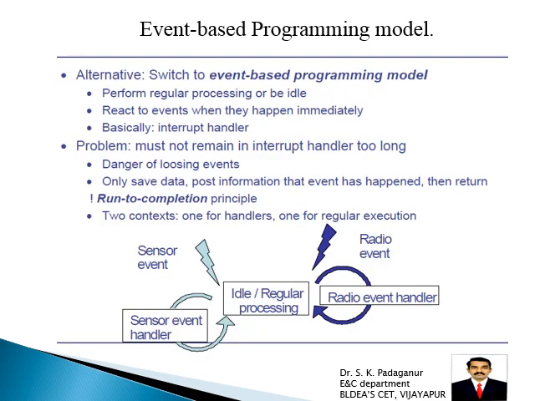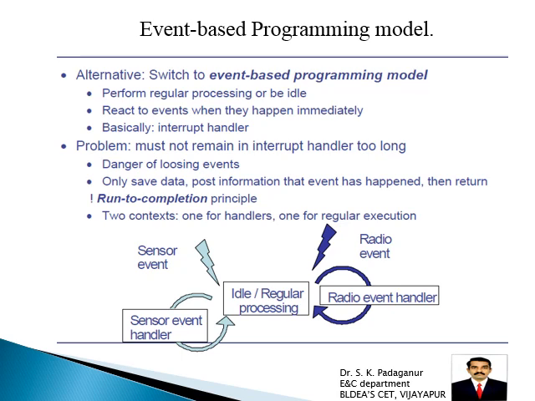Then the third one is the event based programming model. Here the system keeps on checking for an event to occur. It performs regular processing or stays idle and reacts immediately to events when they happen. For example, if any packets are received, or if any timers are expired, these are events which occur in the wireless sensor system. If that event occurs, then the process will start.